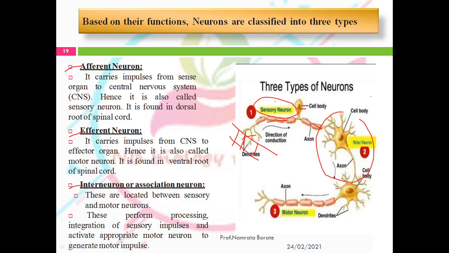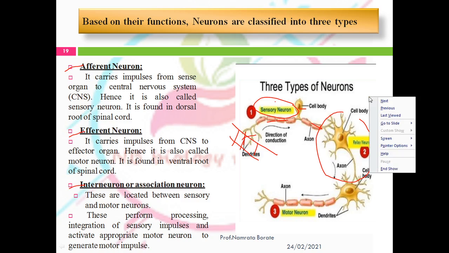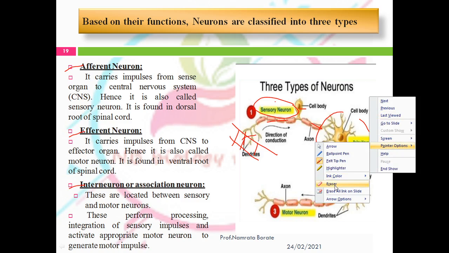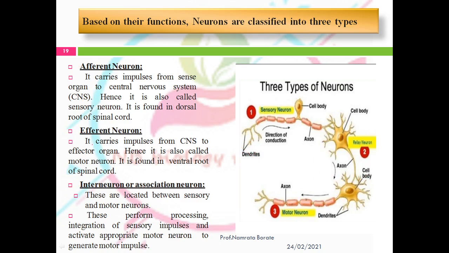The second type of neuron is the efferent neuron. So what is this efferent neuron? It carries the impulses from the CNS. This efferent neuron takes the impulses from the CNS.